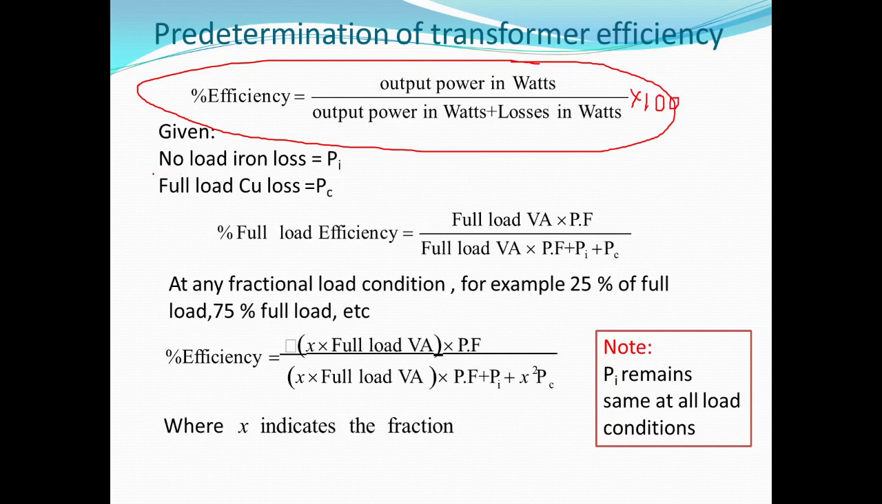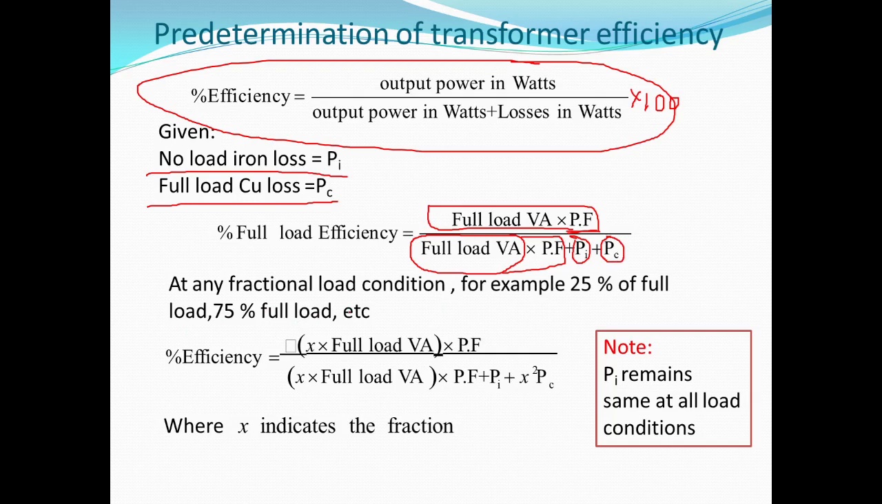The no load losses are called iron losses, denoted by Pi. The full load copper loss is denoted by Pc. So percentage full load efficiency is equal to full load kVA, meaning the voltage and ampere rating, into power factor, which gives the output power. In the denominator we write the output power plus the losses, the iron losses as well as the copper losses.